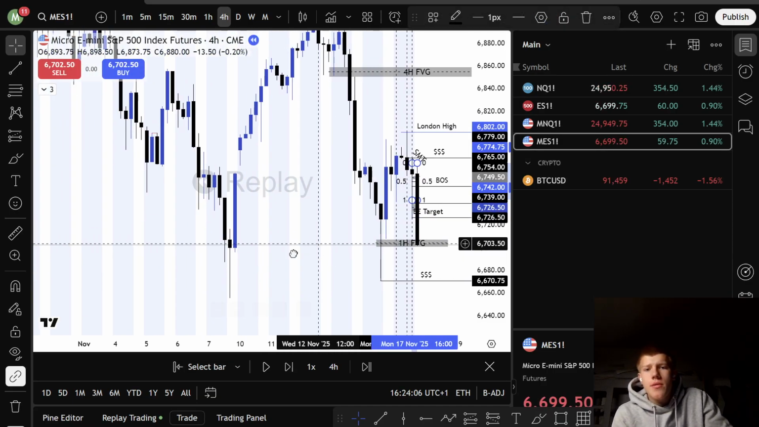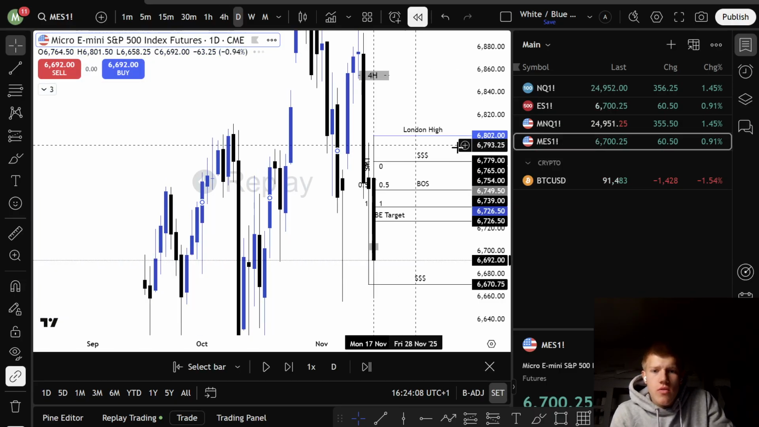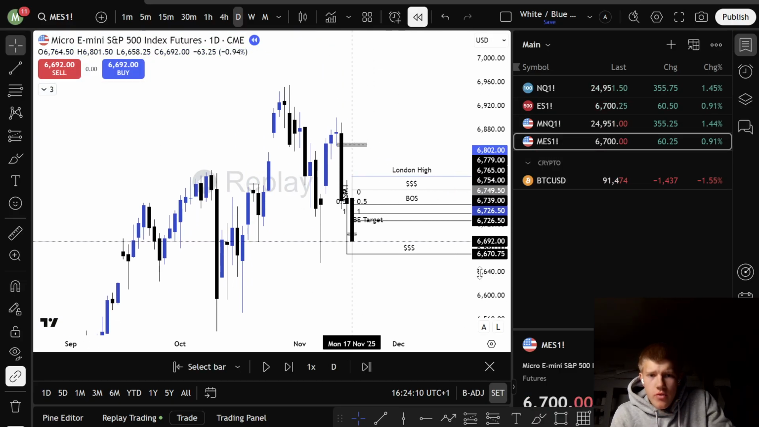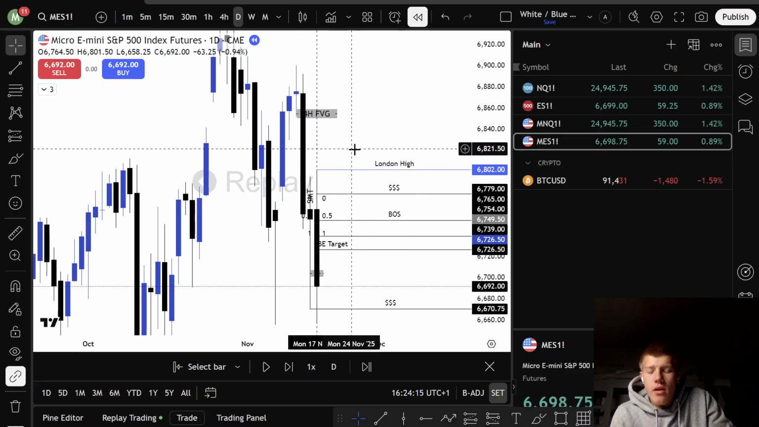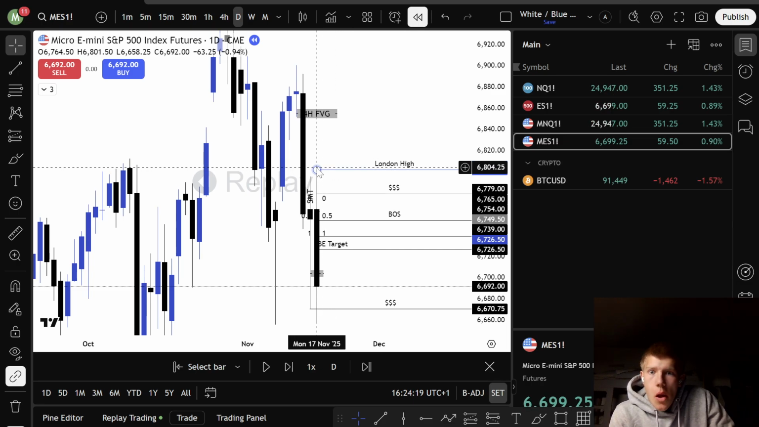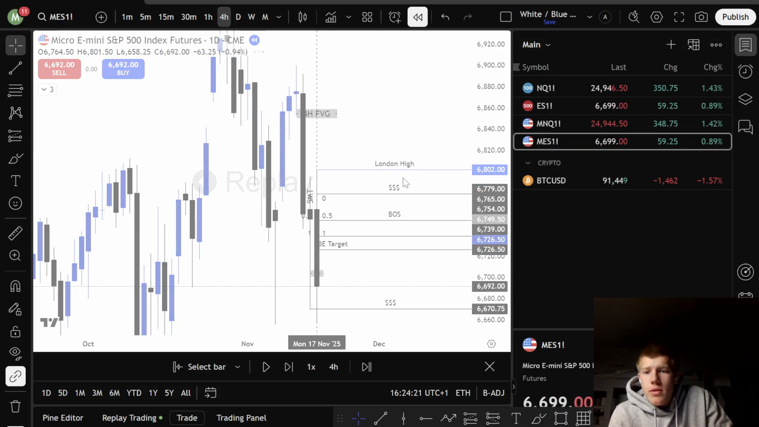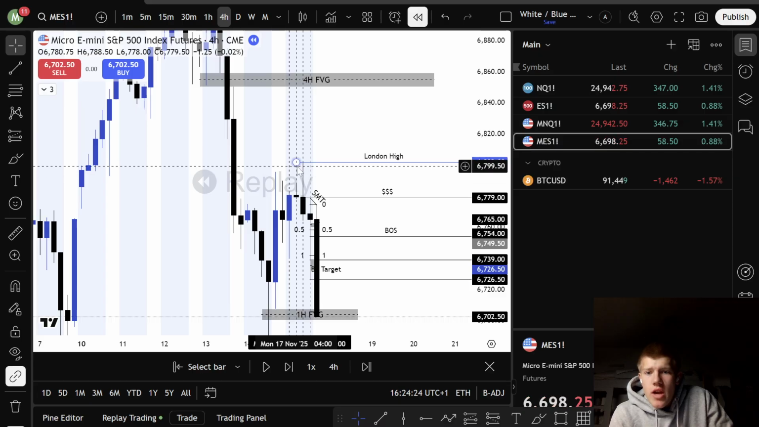My bias for this day was extremely bullish, and the reason was that we just tapped into this daily fair value gap. Sorry, I meant I was extremely bearish, because we tapped into this daily fair value gap, had strong displacement to the downside, and had a reaction off of it.